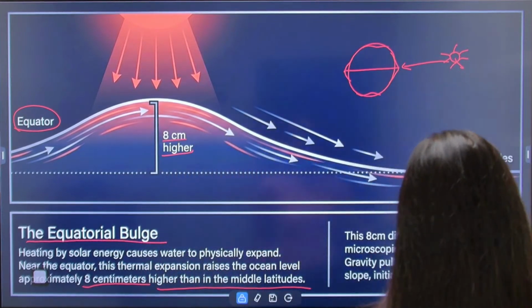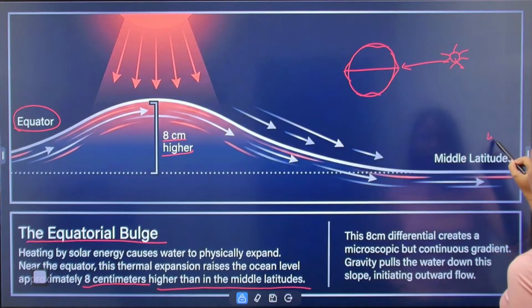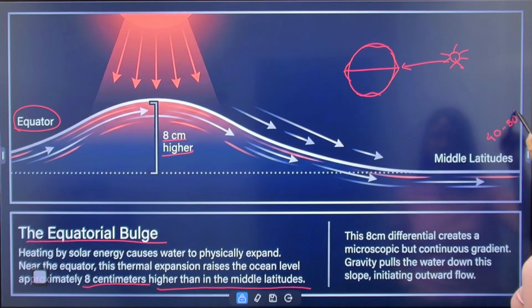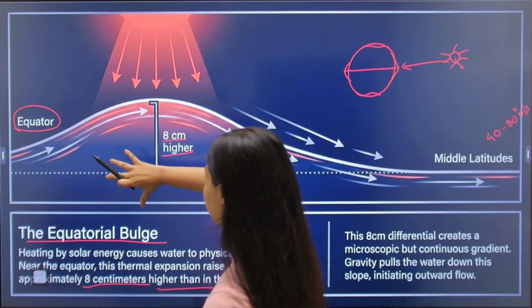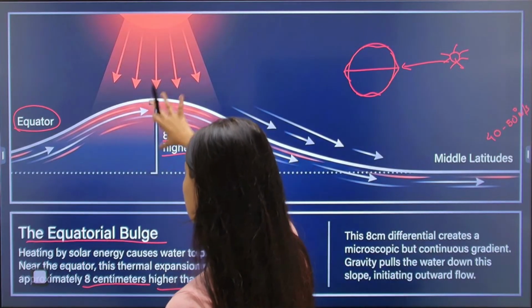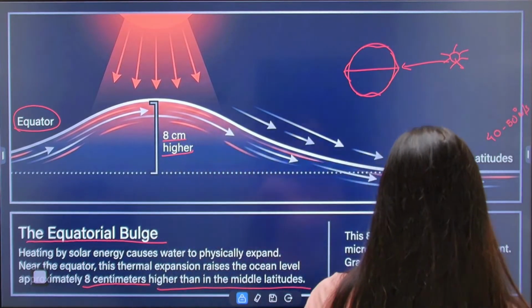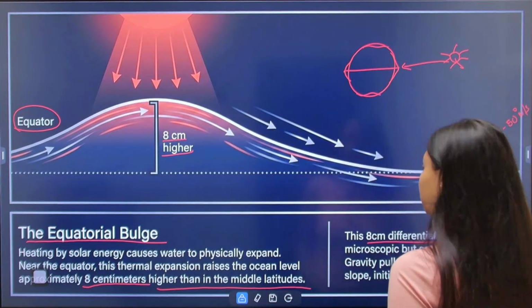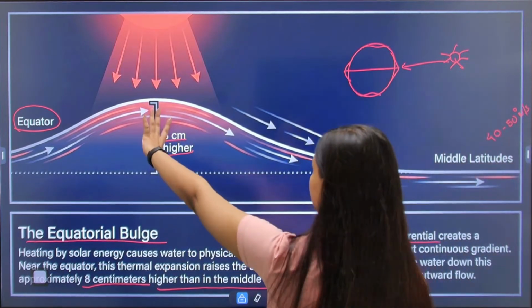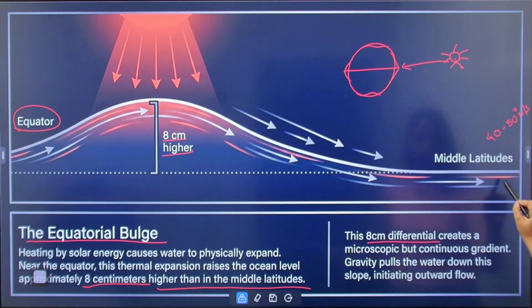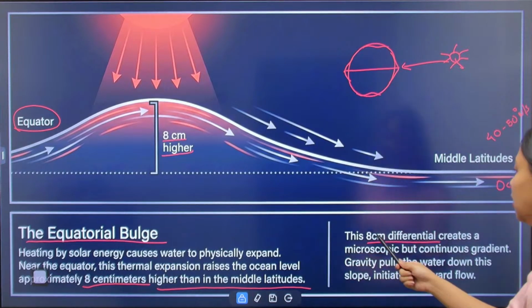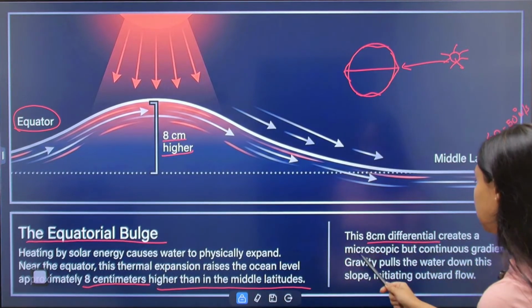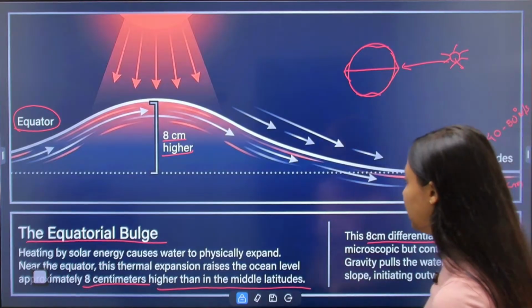What are the middle latitudes? When we say around 40 to 50 degrees north or south, right? Compared to the middle latitudes, the equatorial region will become 8 centimeters higher. This 8 centimeter differential, there is a difference. Here it is 8 centimeters, here it is 0. Isn't it 0 here? Because it is at the surface level of water. This 8 centimeter differential creates a microscopic but continuous gradient.